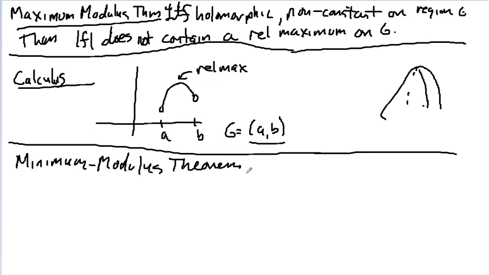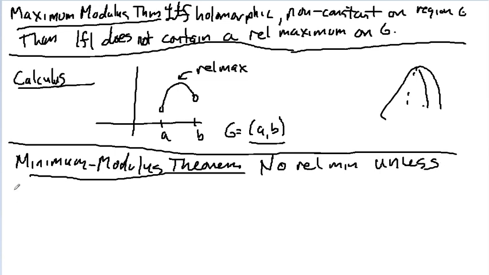Which says, there's no relative min unless there exists an A belonging to the region with f of A equals 0.